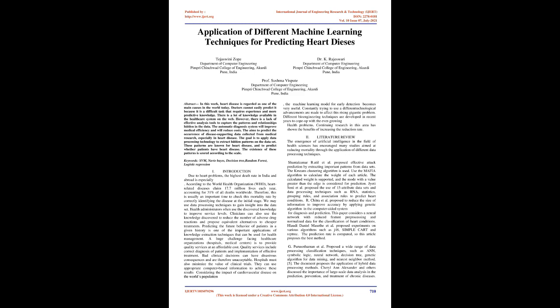Tejaswini et al. proposed the use of a 15-attribute data set and data processing techniques such as ANN, statistics, grouping rules, and association rules to predict heart conditions. Archana et al. proposed reducing the size of information to improve accuracy by applying a genetic algorithm in the computer-aided system for diagnosis and prediction. This paper considers a neural network with reduced feature pre-processing and normalized data for the classification of heart conditions.